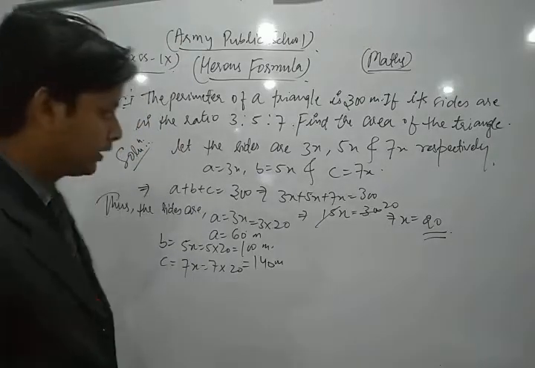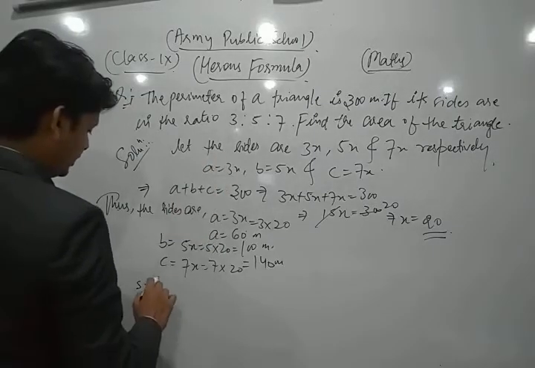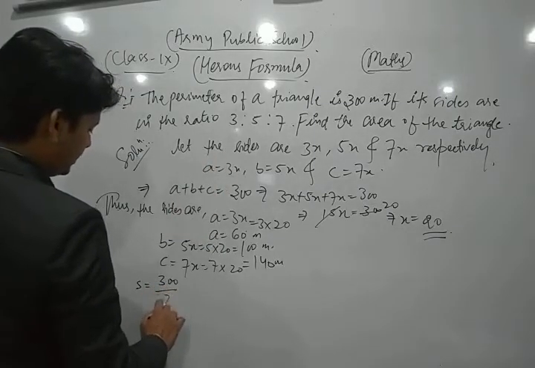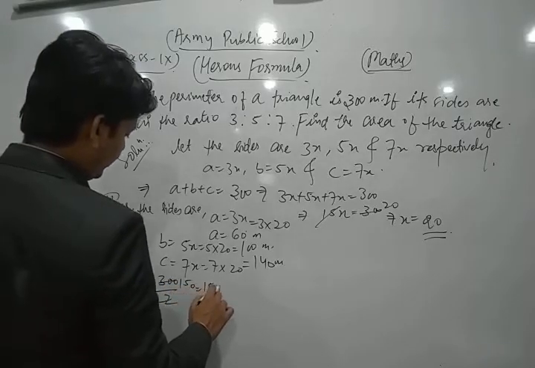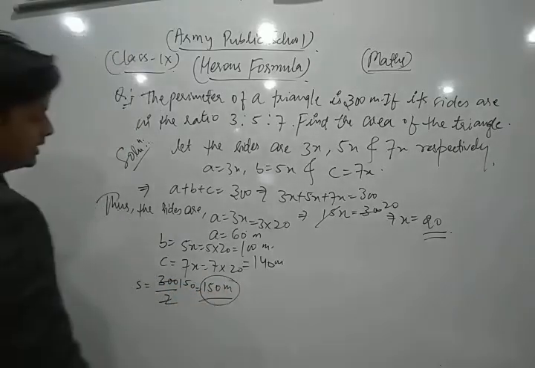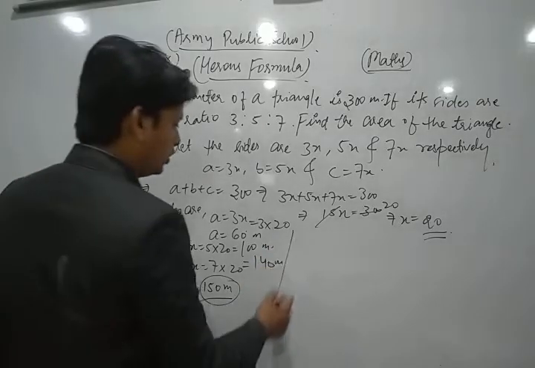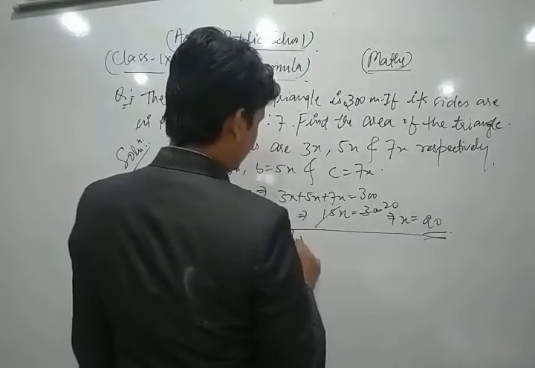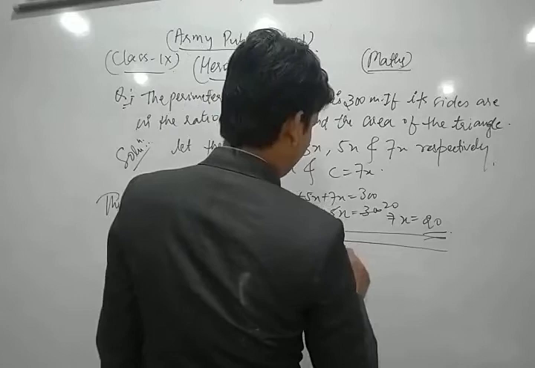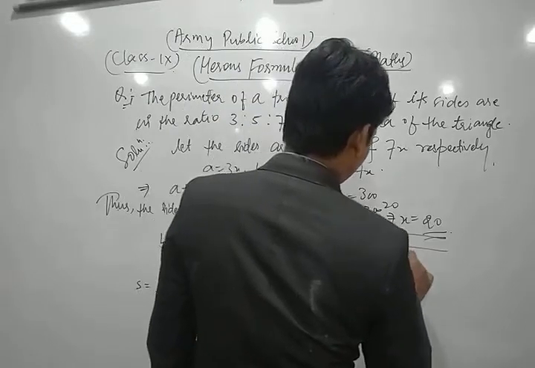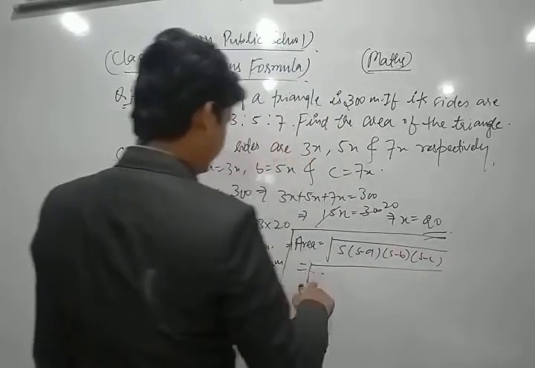So in this way we find all three sides. Now we apply Heron's formula and find the area of the triangle. First we find the semi-perimeter. The perimeter is 300, so the semi-perimeter is 300 by 2, which is 150. So 150 meter is the semi-perimeter of the given triangle. Now for the area, we apply the formula with S minus A, S minus B and S minus C. So S is what?